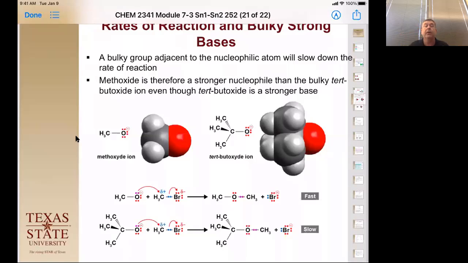Okay. When we're talking about our big bulky bases, it's acting as a base. Therefore, it's going to give us a slower reaction, even for the elimination products. I mean, for the substitution products, because very few of those molecules will have the energy to get right in there and do that substitution. So it's much, much slower. Okay. So our smaller ions are more nucleophilic and are faster than our larger ions.